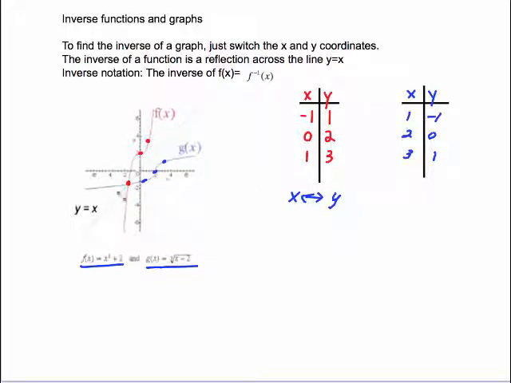The other thing that's important about this graph for you is that when you do the inverse of a function, it is the reflection across the line y equals x. If you could lay a mirror down right along this green line, you would see the reflection of the red is exactly lined up with the blue.